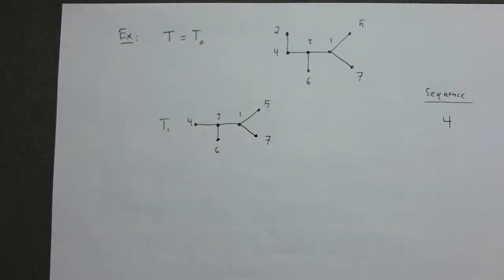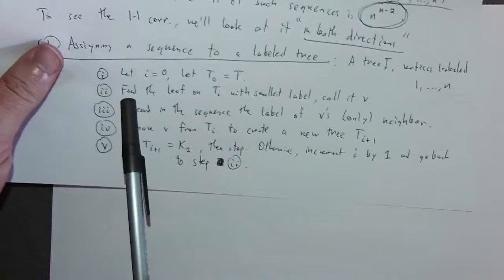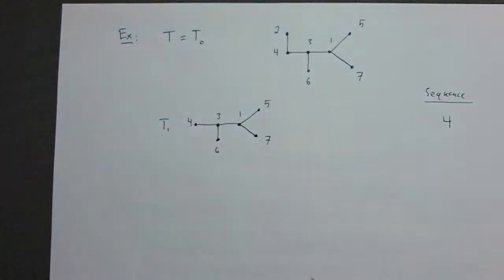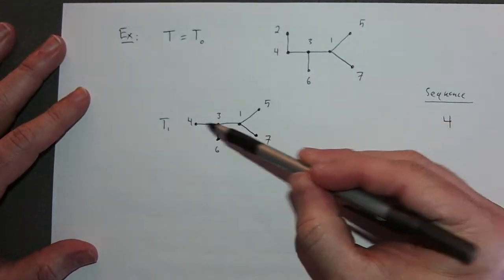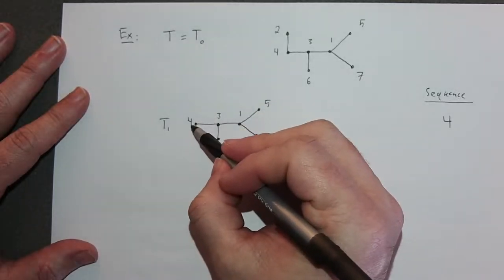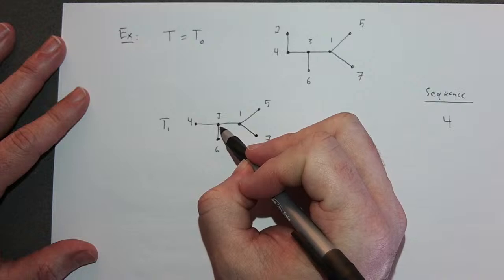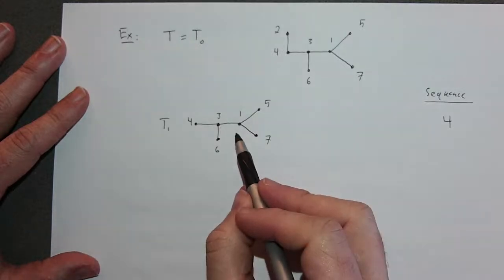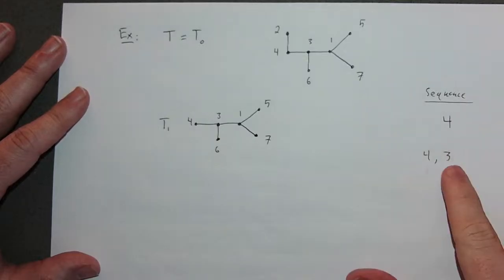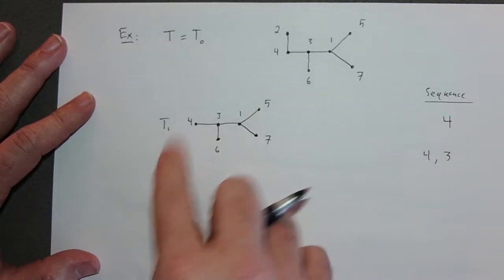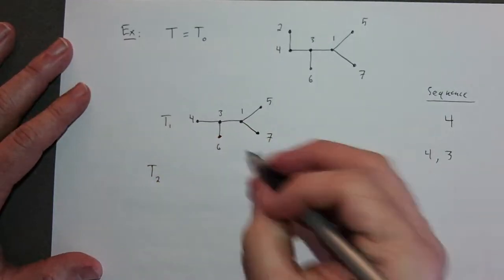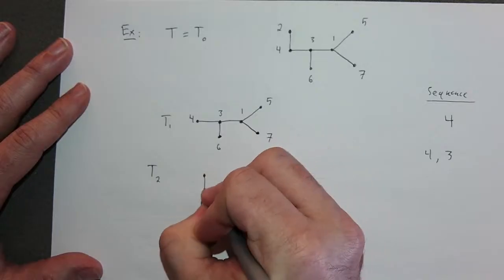So now I'm doing the same thing. I'm finding the leaf on this new tree T sub 1 with the smallest label. So where are the leaves? Here, here, here, and here. 4, 5, 6, and 7 are the leaves. The one with the smallest label is 4. Its only neighbor is 3. So at this step, my sequence becomes 4 and then 3, and then I remove this vertex to iterate and go to my next tree, T2, which looks like this.